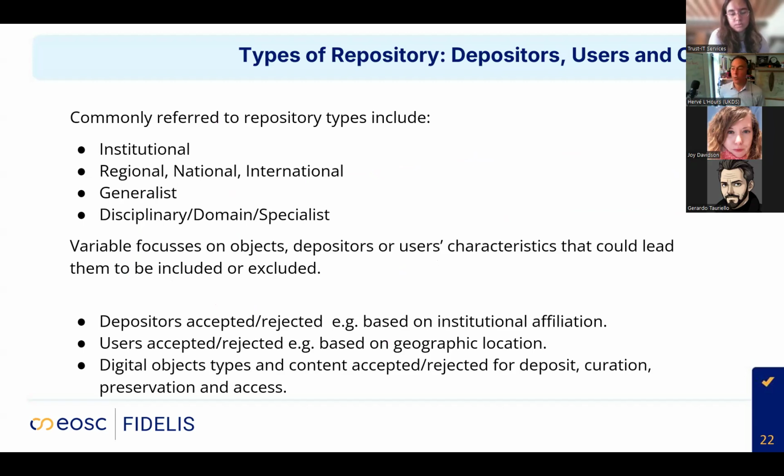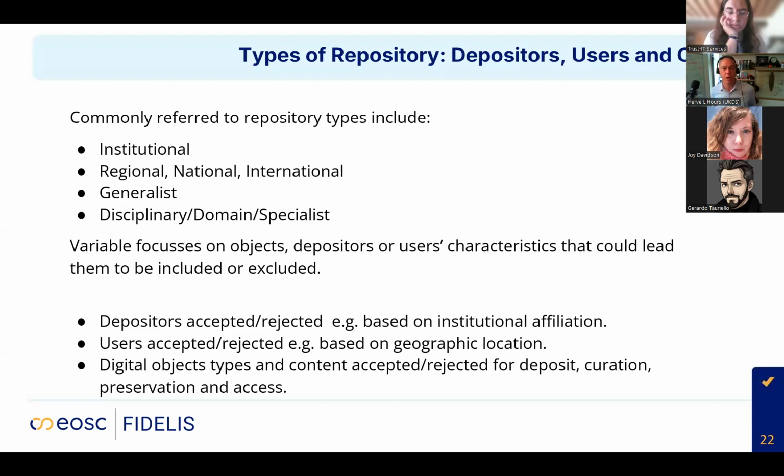Now, we looked at the types of repository, and the internal early adopter view that we had of this matrix gave us some really useful feedback. The commonly referred to repository types include institutional, regional, national, international, and then we look at generalist versus disciplinary or domain or specialist repositories as well. These are all terms which are well used and will continue to be well used by a wide variety of people, but based on our analysis and the feedback that we got, they don't really tell you everything that you need to know about those repositories.